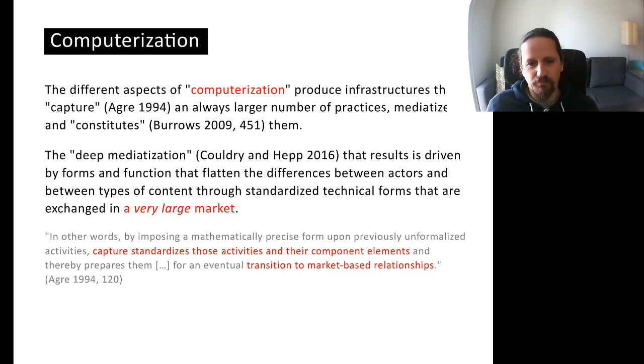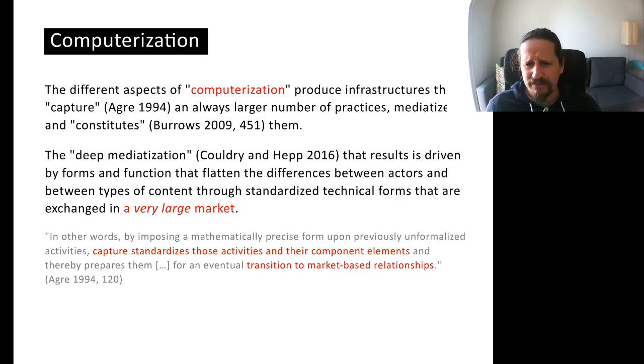Maybe just as another element of context before jumping more deeply into the presentation, I really like to think about platforms also as being part of an old term that I really like because it's very descriptive. It's computerization, right? In the end, all of this wouldn't be possible without computers. And it's not just about digital data, but it's about those full functions of the computer to do all kinds of things.